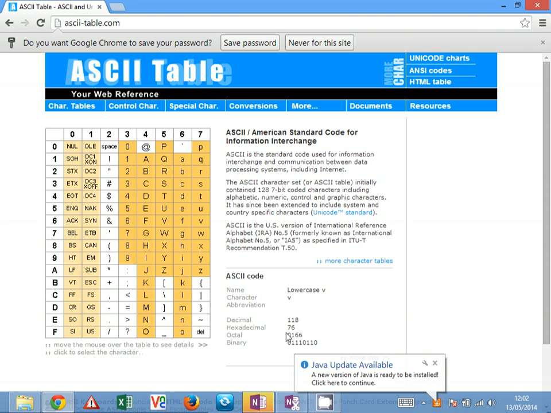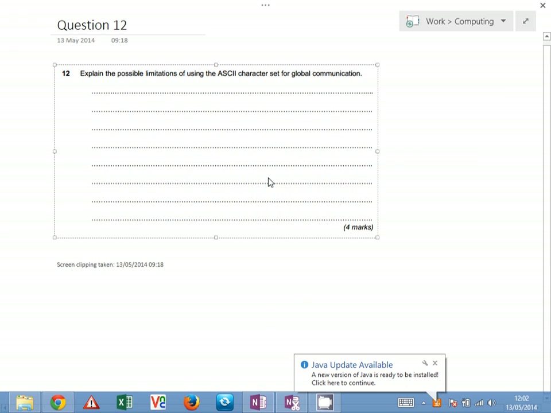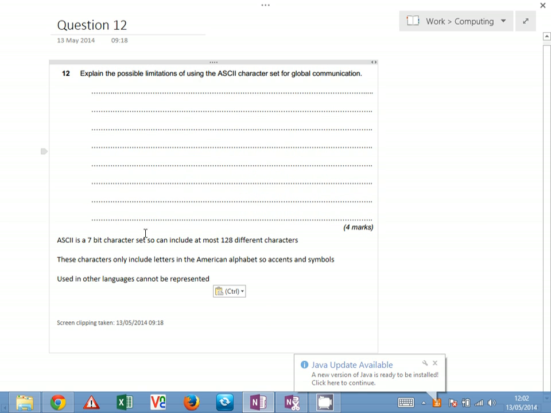76 as hexadecimal is the character V. So we've got 7 bits of information to be able to store characters. So this can help us when we're thinking of the limitations. So these are the things that the exam board will give us some credit for. First of all, ASCII is a 7-bit character set, so that means we've got 7 bits to play with. So we can only store at most 128 different characters. That will get you 1 mark so far.